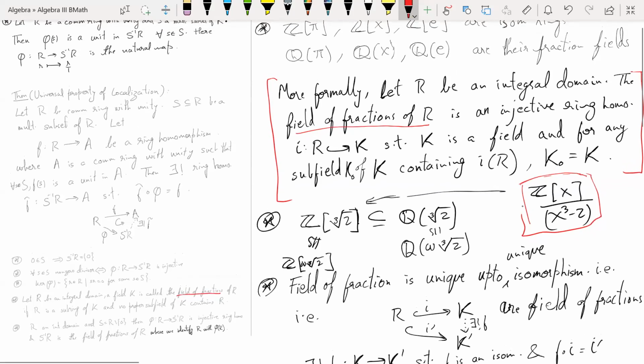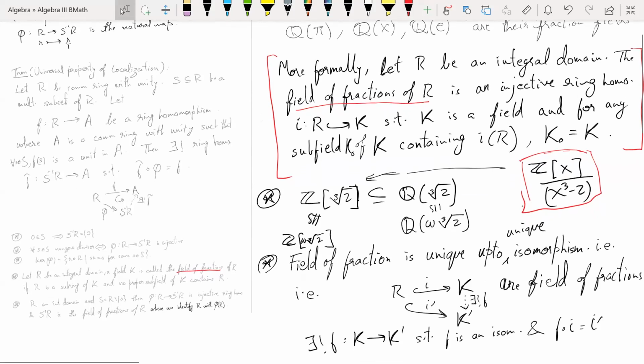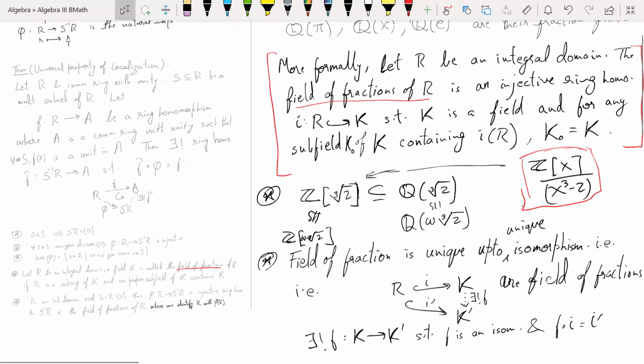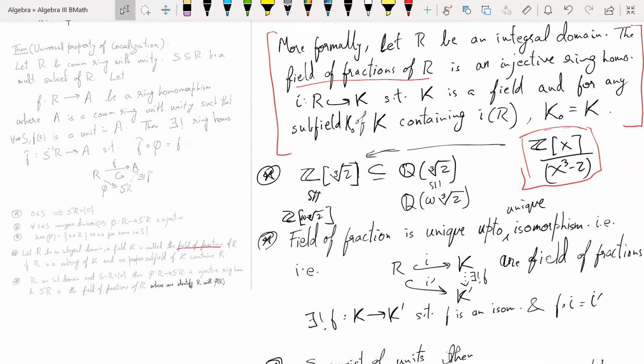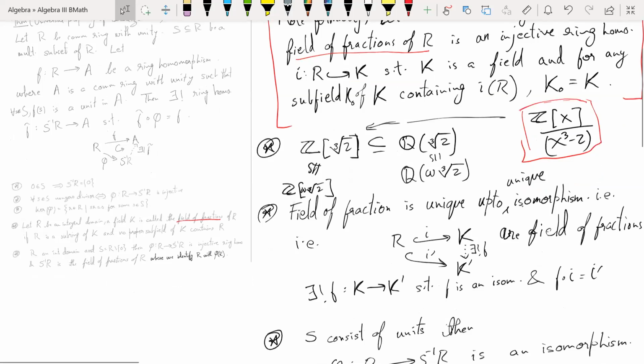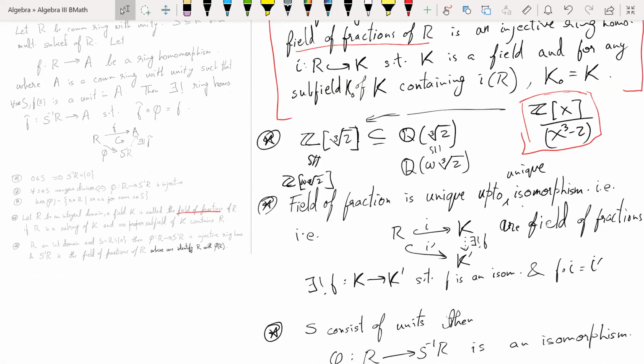And a field of fractions, if you define it this way, then you have to argue that the field of fractions is unique up to unique isomorphism. Okay. So what does that mean? It means that if you have this embedding R contained in K, where K is a field of fractions, so this injection I from R to K is a field of fractions of R, and I prime from R to K prime is another field of fractions. Then you can show that there exists a unique F from K to K prime, such that F is an isomorphism, and F composed with I is I prime.